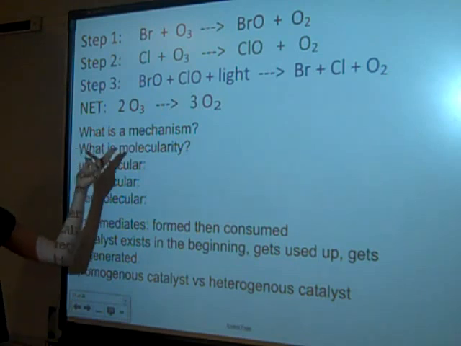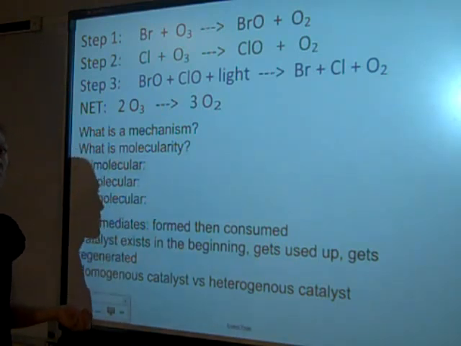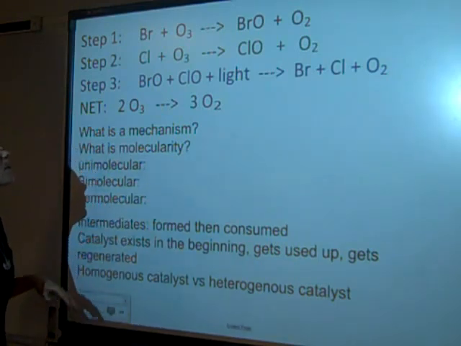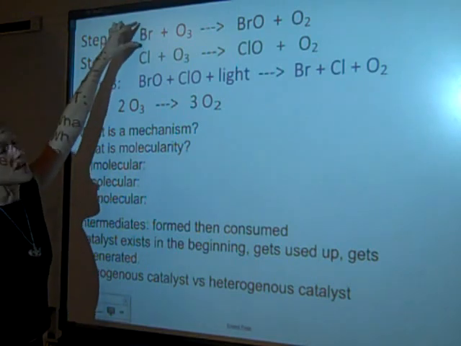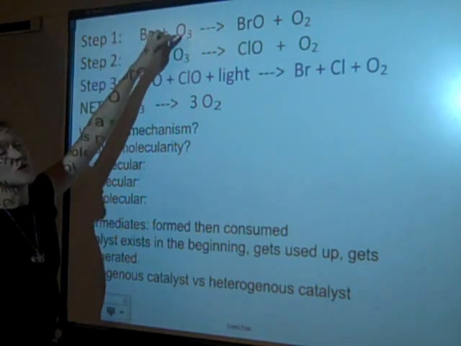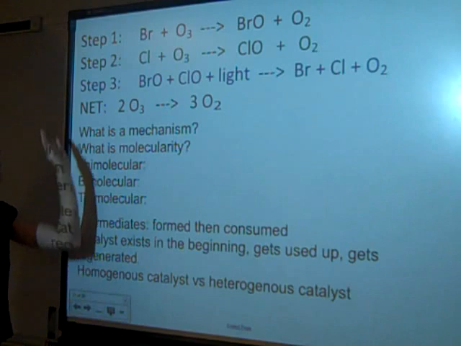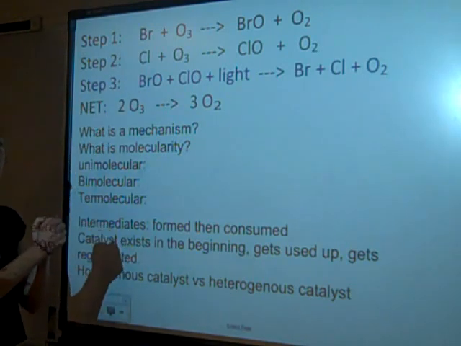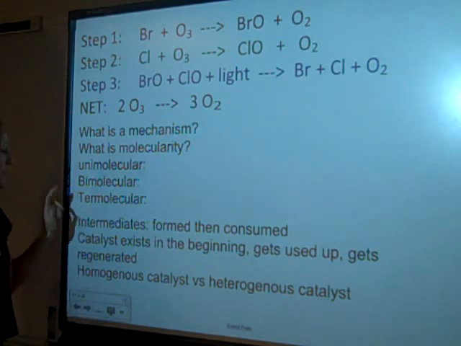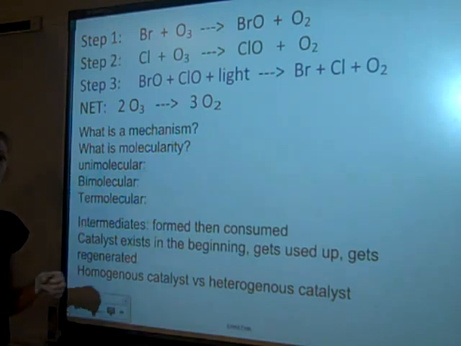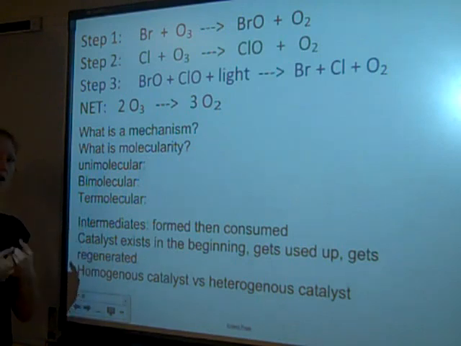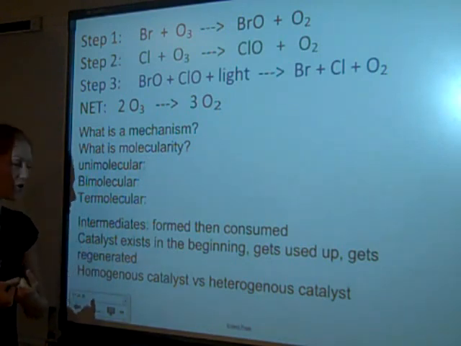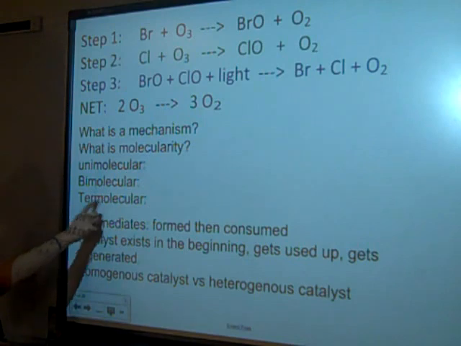Molecularity is talking about how many molecules are involved in each step. So the molecularity of this elementary step is bimolecular because there's two molecules. In fact, they're all bimolecular. If I had a unimolecular step, I would have one molecule falling apart. A termolecular step would be three molecules colliding with the correct orientation and enough energy to overcome the activation energy. So this would be three molecules colliding.